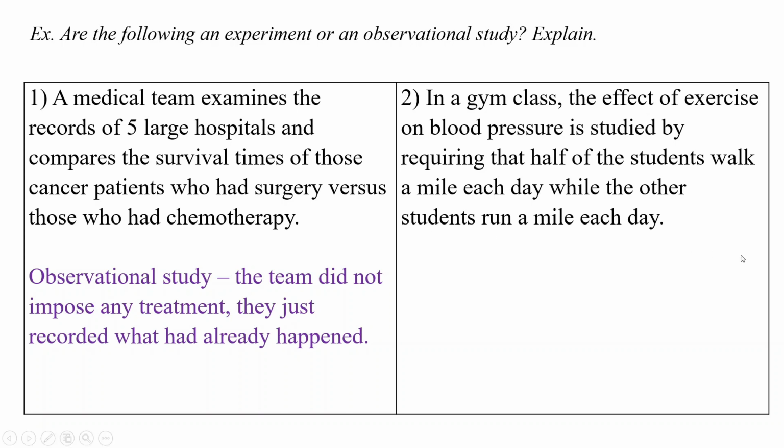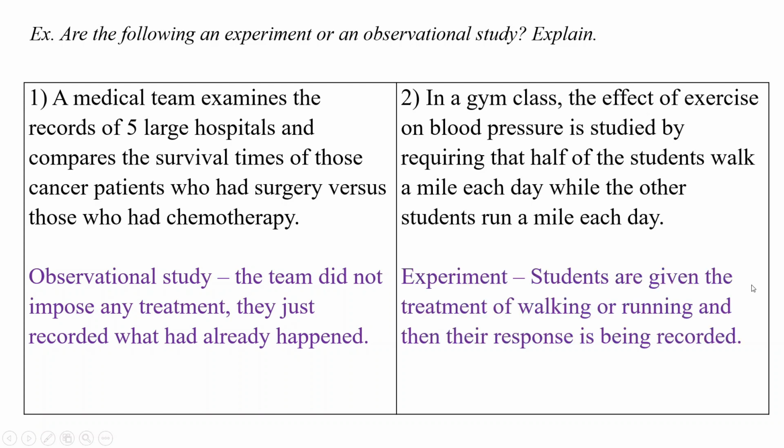And versus in number 2, in a gym class, the effects of exercise on blood pressure is studied by requiring that half the students walk a mile every day while the other half run a mile each day. So you walk into gym class and your PE teacher tells you, okay, I'm randomly assigning you to either walk a mile or run a mile, and we're going to measure your blood pressure at the end of that, right? This would be an experiment. Okay? Students are given the treatment. Your PE teacher will tell you, okay, you are walking or you are running. And then the response of the blood pressure is being recorded.